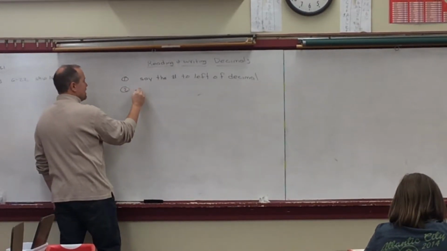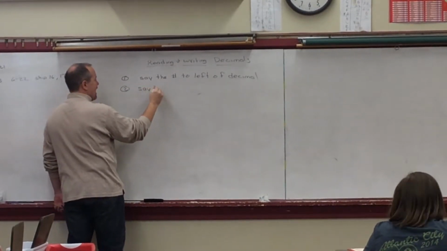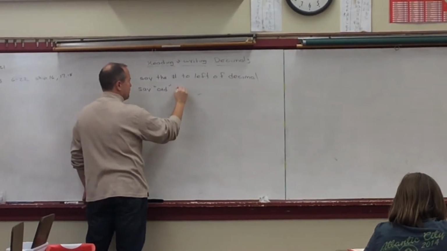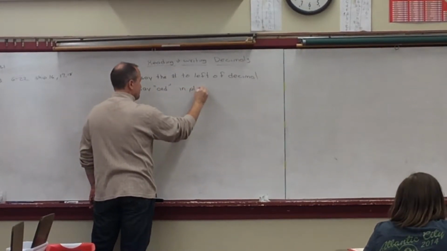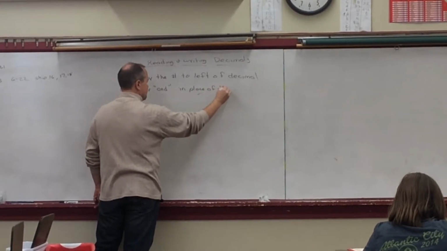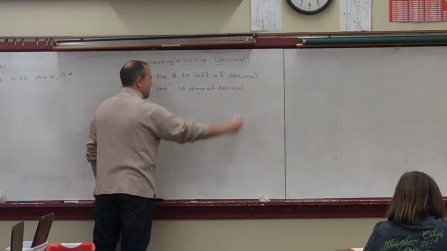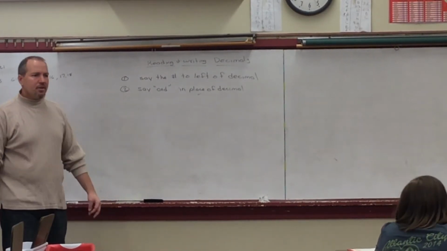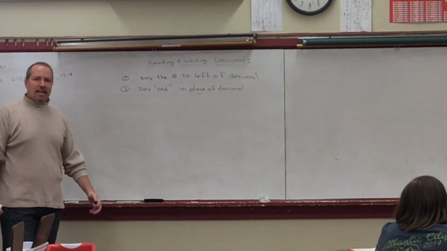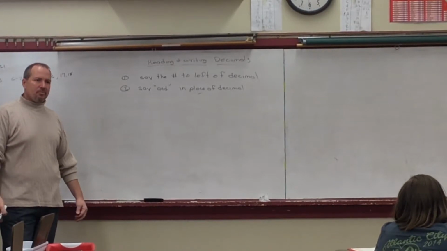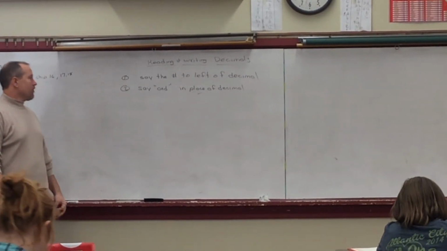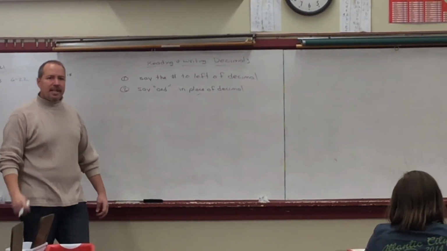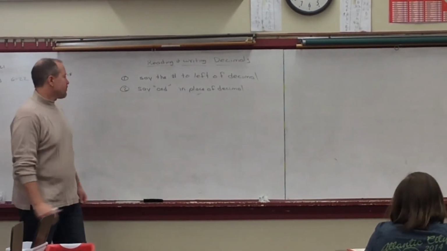Step 2, say "and" in place of the decimal. A lot of times people will say "point." When we read it correctly, we want to say the word "and." So the first step, say the number to the left of the decimal like you normally would. When you get to the decimal, say the word "and."